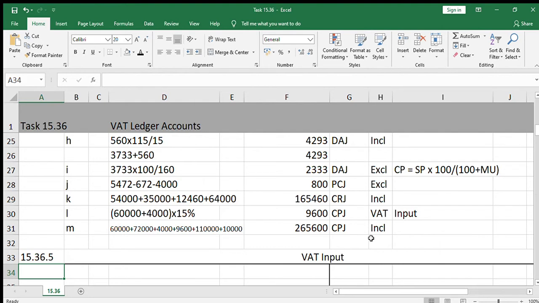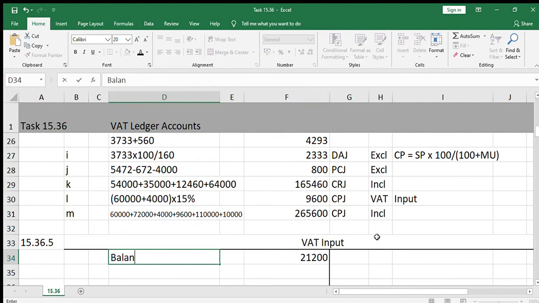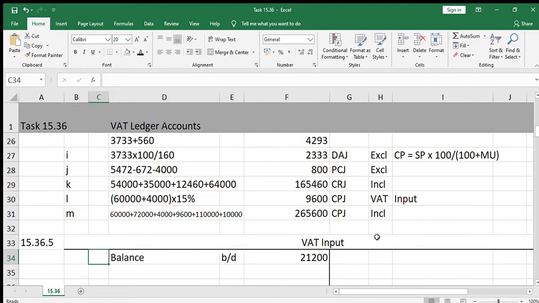Okay, so firstly, look at number 2, we've got some balances. For VAT input, 21,200. Now please remember, VAT input is an asset, so the balance will be brought down on the debit side. So we're going to have here, balance brought down. Most of the time in these questions, you don't have to worry about the dates, etc., but I'll just put it in. Okay, so this is on August the 1st, and everything else will be on August the 31st.